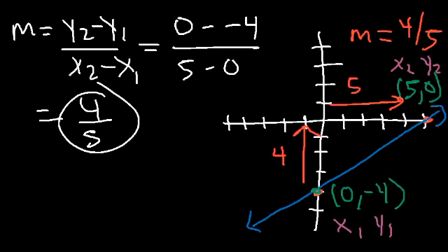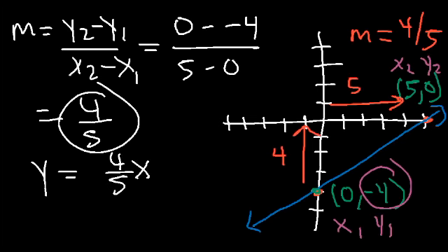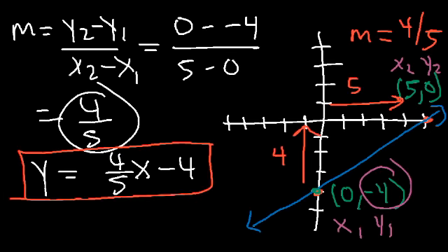So the y-intercept is negative 4, so the equation, y is equal to mx plus b, is y equals 4 over 5x minus 4. So that's it in slope-intercept form. But let's convert it to standard form.